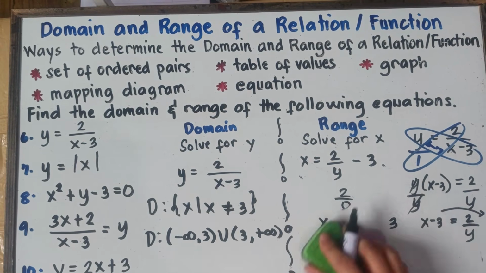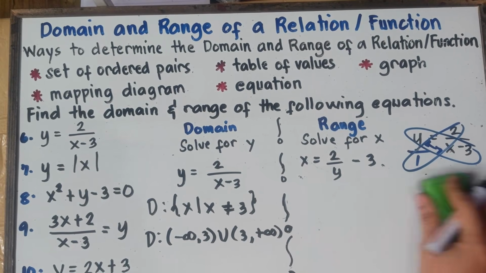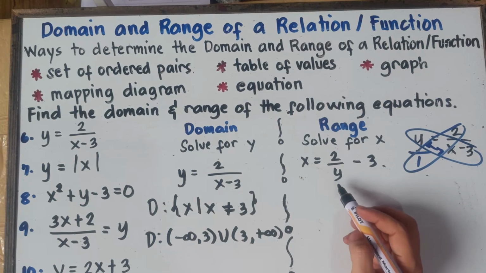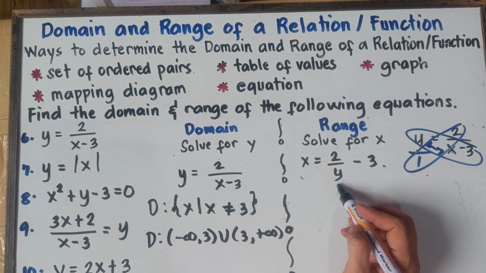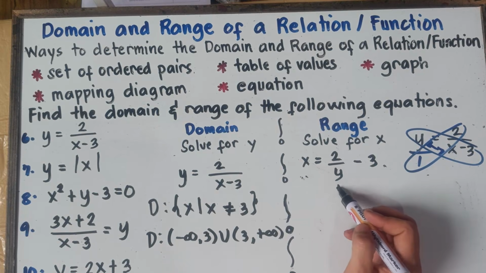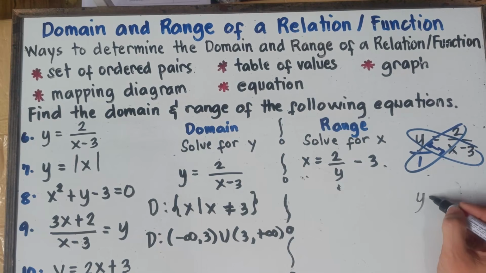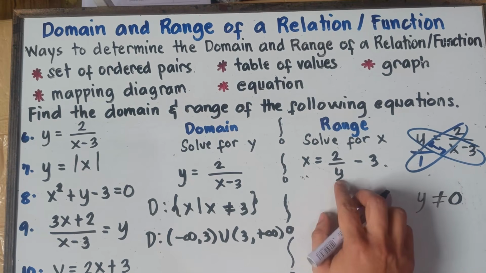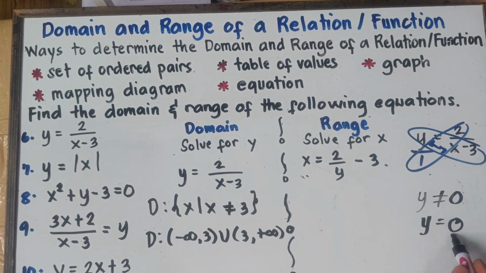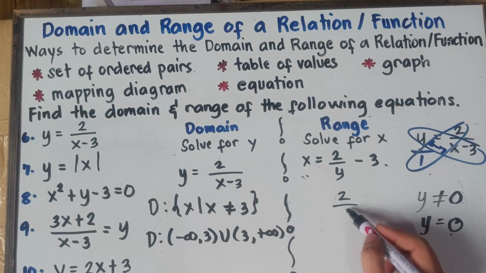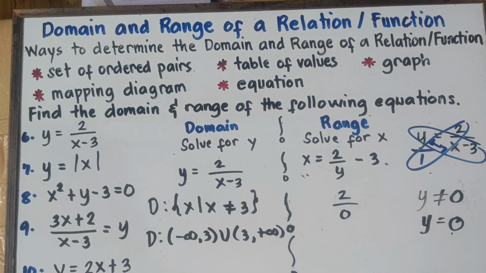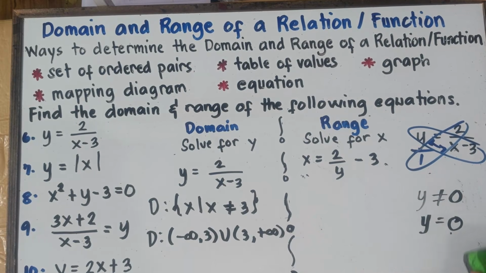So therefore, we solve for x so that we can get the value of the range. What would be the value of y so that you can have a valid answer for x? Of course, y should not be equal to 0, because if y is equal to 0, simply substitute the value of y: this will be 2 over 0. You can never have 2 over 0. This will be undefined.